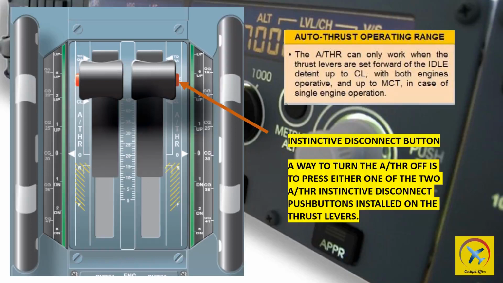Instinctive disconnect button. A way to turn the A/THR off is to press either one of the two A/THR instinctive disconnect pushbuttons installed on the thrust levers.